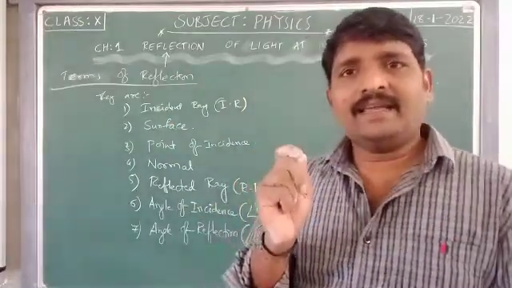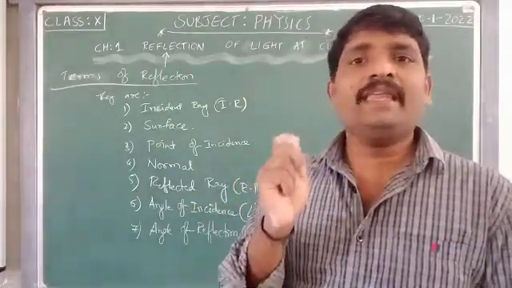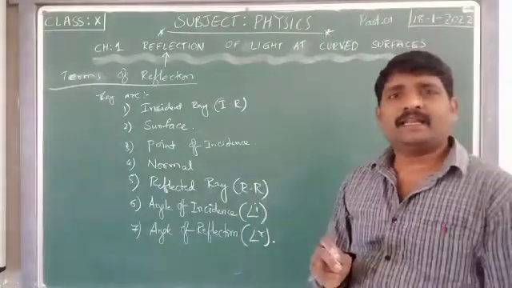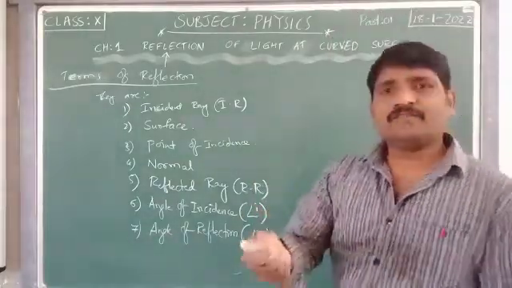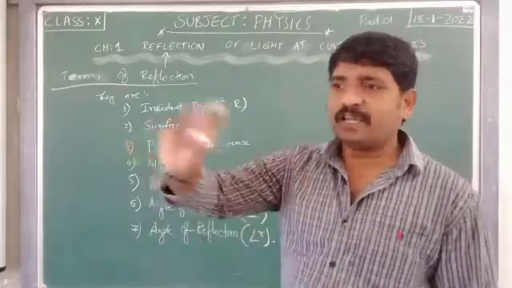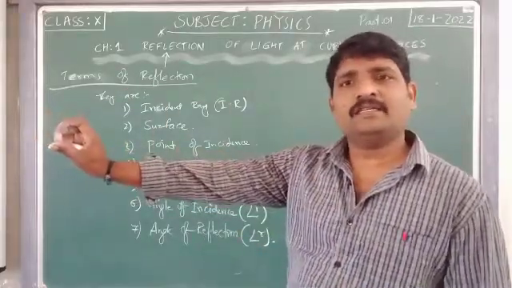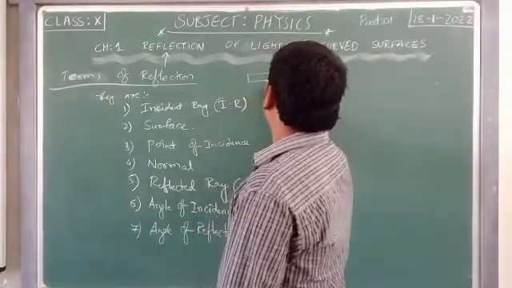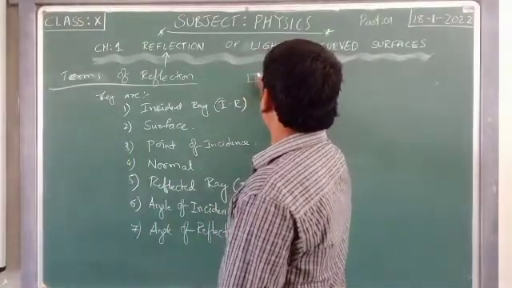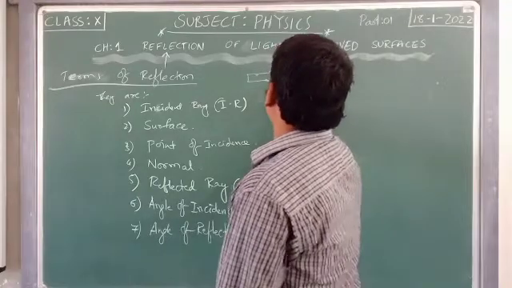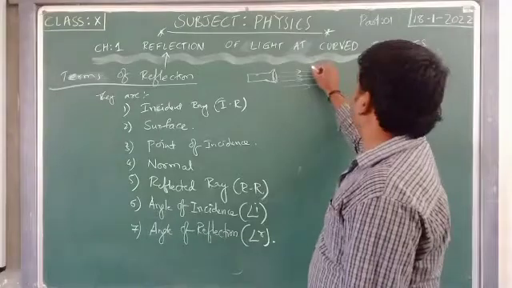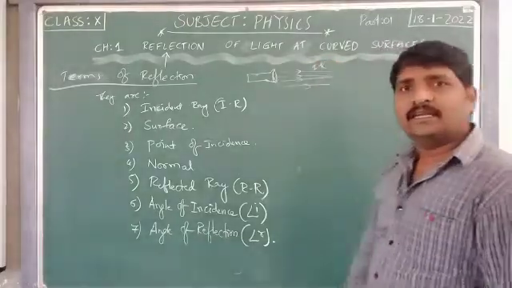The light ray which is emitted from any source of light is considered as the incident ray. Suppose if I switch on a torch light, the rays which are emitted from that torch light are considered as incident rays. I have a torch light here. All the rays which are emitted from the source of light are called incident rays.